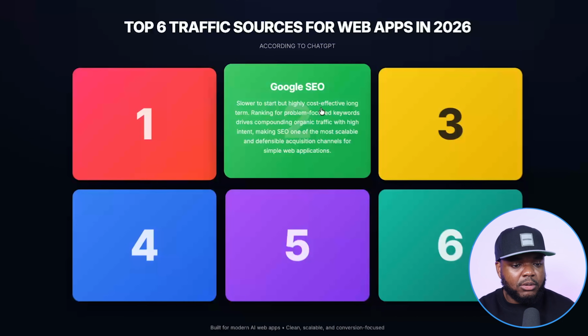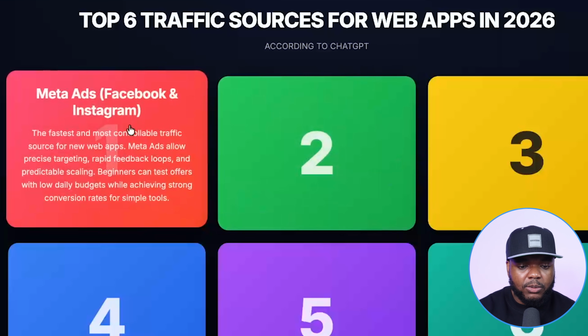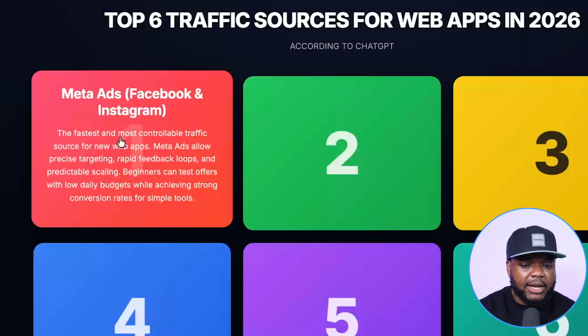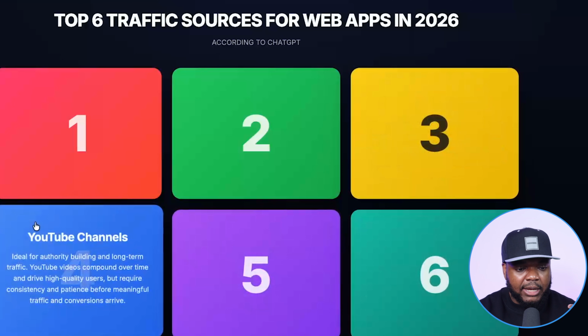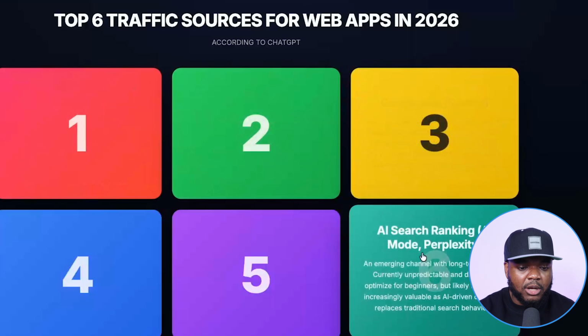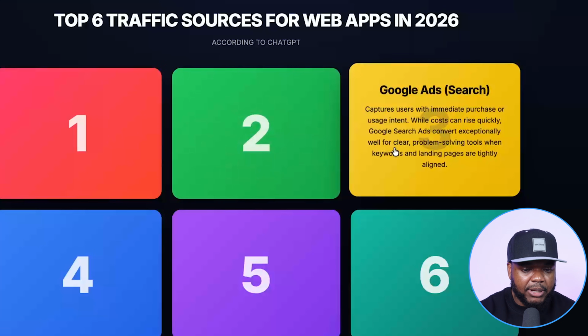But swiftly moving on to the #1 traffic source, according to ChatGPT for web apps in 2026, which is going to be meta ads. Now, I'm not saying that I agree with this ranking 100% because it all depends on what your web app is. It all depends on where your customers are. So ChatGPT, I guess, is giving us a general ranking. So I wouldn't take any of these as gospel when it comes to it being 100% certain. What you need to do is look at which one is suitable for you, and then from there, pick the best one in your particular situation.